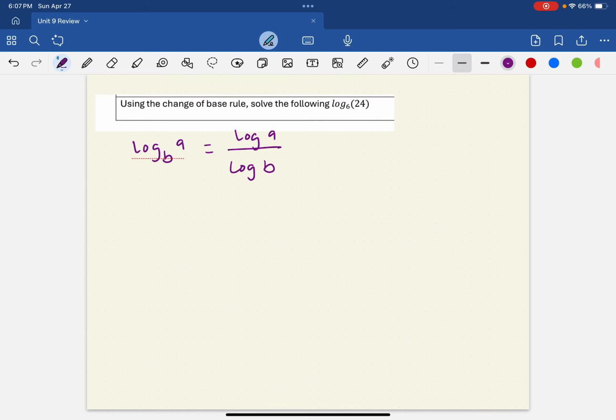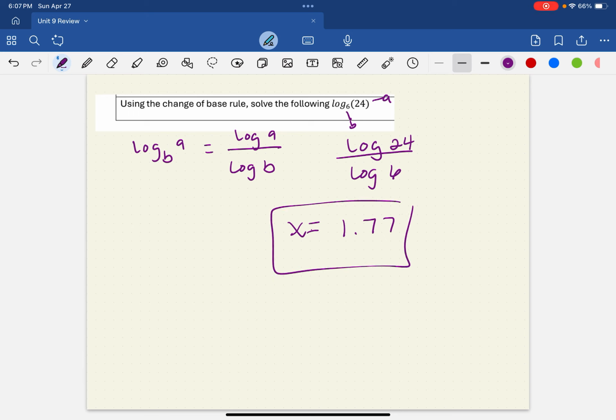So we're just going to do log. This is B, this is A, so log 24 divided by log 6 should give us a decimal. So I put x equals, but you don't have to put x equals. You can just write the number. Okay, and it is 1.77, rounding to the nearest hundredth. And that's it. Good luck on your test.